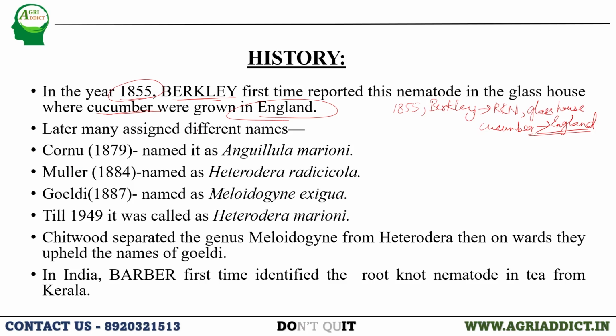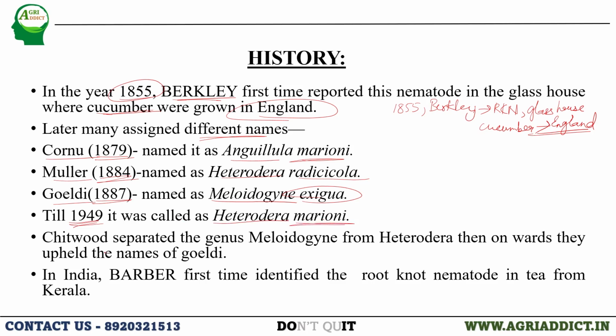Later, different names were assigned by different scientists, because some people had different opinions and would call it by different names. In the year 1879, Cornu named it Anguillula marioni. In the year 1884, Muller named it Heterodera radicicola. And in the year 1887, Goldi named it Meloidogyne exigua. Till 1949, it was called Heterodera marioni. It was not called Meloidogyne up to 1949.